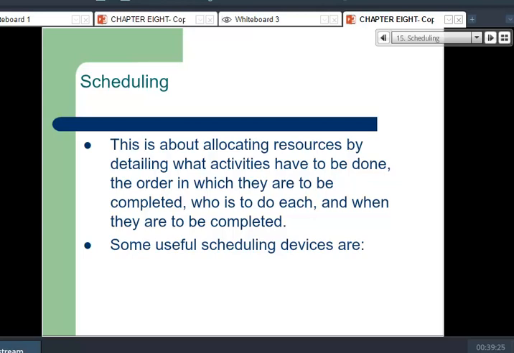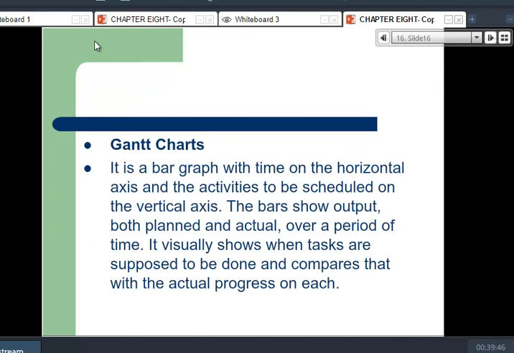So I have put the budget. The scheduling puts the time framework on when these certain activities will be done. Some useful scheduling devices are used, such as the Gantt chart. What's the Gantt chart? It's a bar graph with time on the horizontal axis and the activities to be scheduled on the vertical axis.